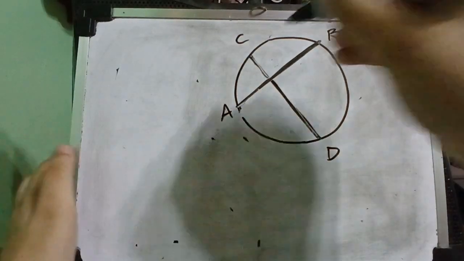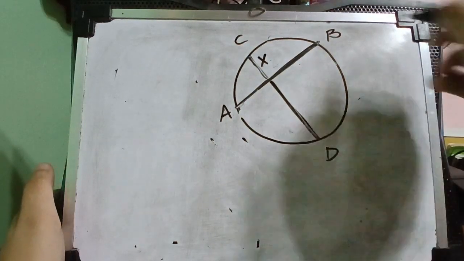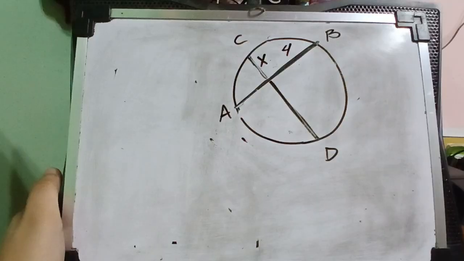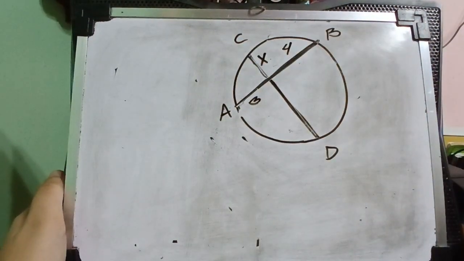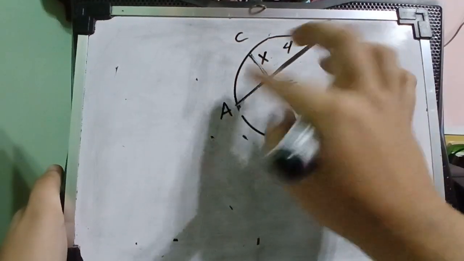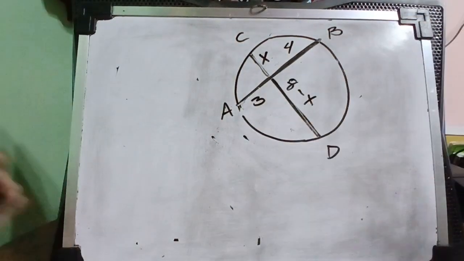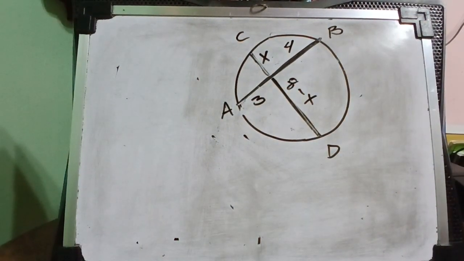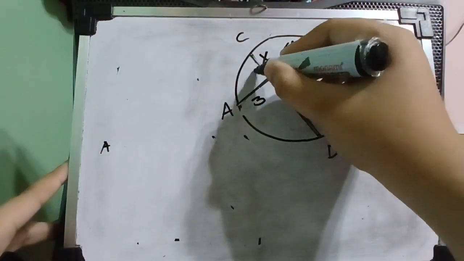So, we have, again, x and then 4, tapos 3, 4 at 3, tapos 8 minus x. So, ito medyo tricky to kasi madalawa na yung ating variable, diba? So, sulat pa rin natin siya. So, bakit wala na si Q?